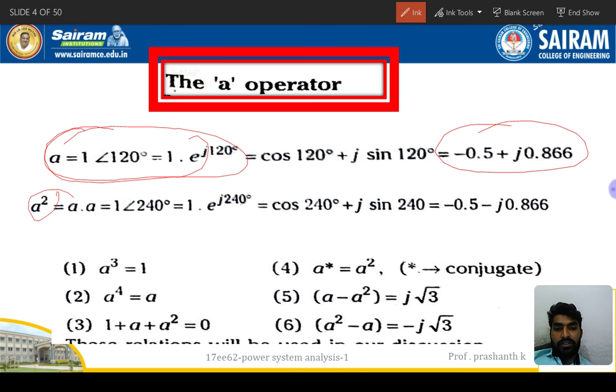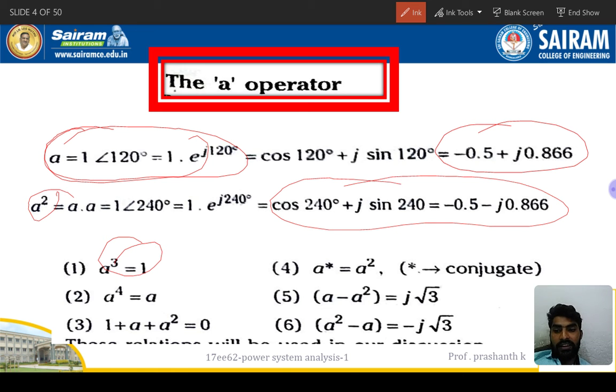If it is A square, A into A, you will get the value like this, and A cube, if you substitute A and A square into A, you will get A cube, and then 1 you will get. Adding those two, the plus and minus will be cancelled, and then we will get 1, and A cube is also equal to 1, and 1 plus A plus A square is equal to 0.